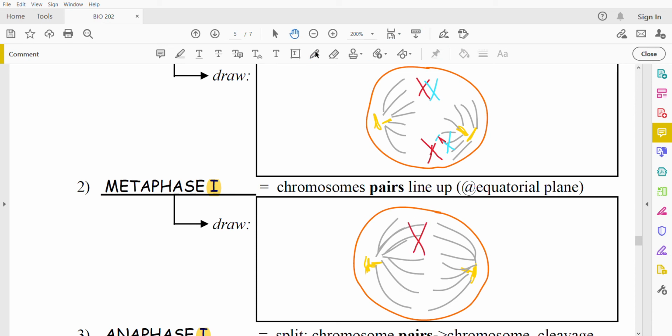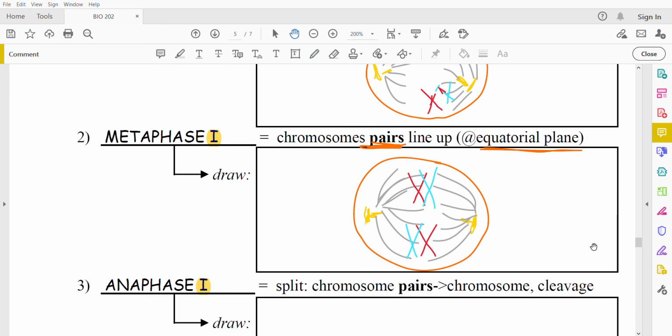I'm just going to redraw that. So now, during meiosis, it's pairs of chromosomes that line up on this equatorial plane, which we saw earlier on. So notice how it's pairs, and it's again this equatorial plane.